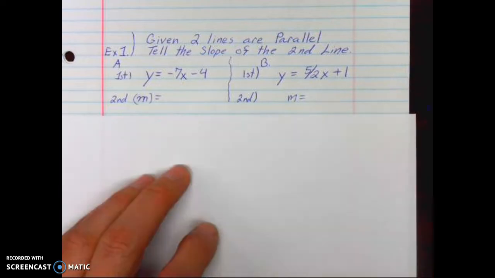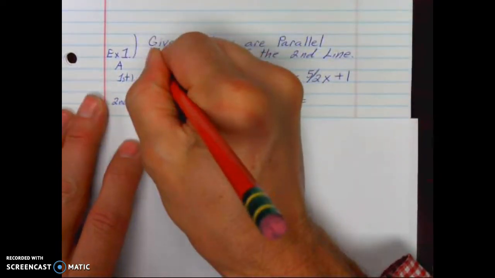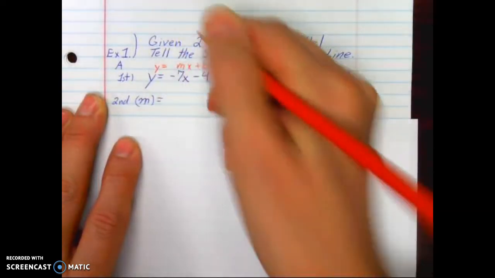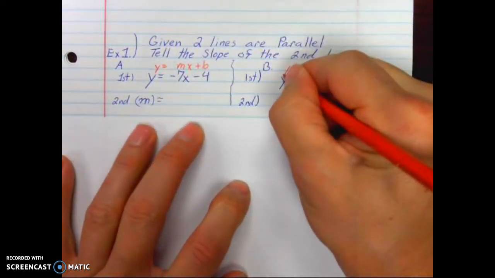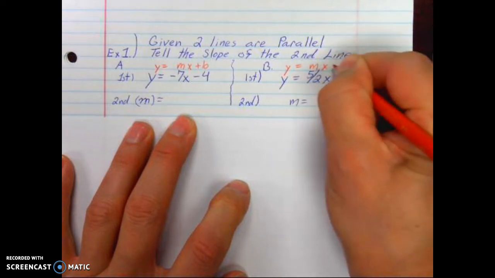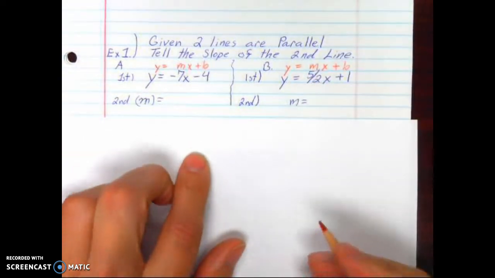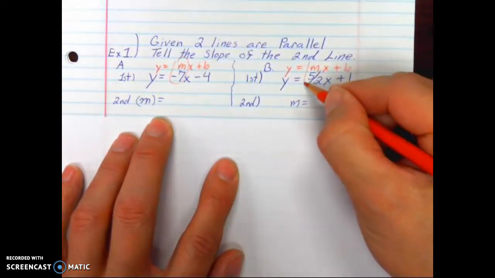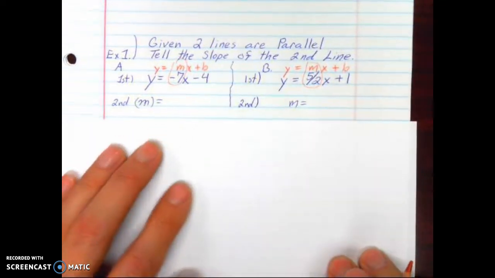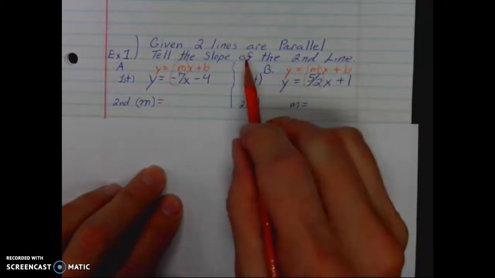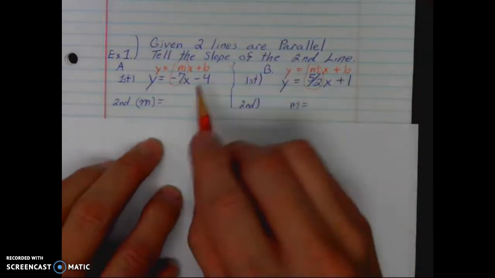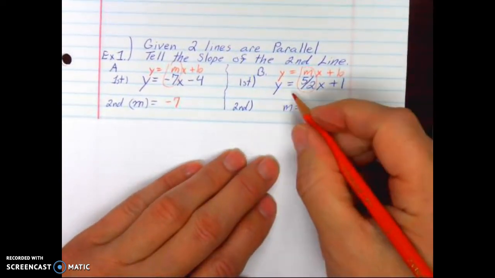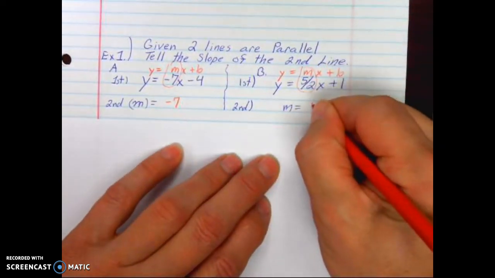Well, this is how easy this is. If we use our handy-dandy slope-intercept form, y equals mx plus b, and make sure that it's in that form, and both of these are, yay, we simply identify the slope. Well, the slope on this one is -7. The slope on this one is positive 5 over 2. So that means the slope of the second line on this one is going to be -7. The slope of the second line for this one is going to be 5 over 2.